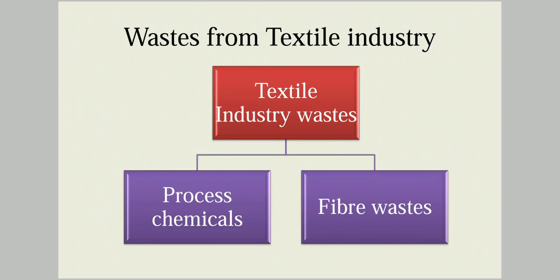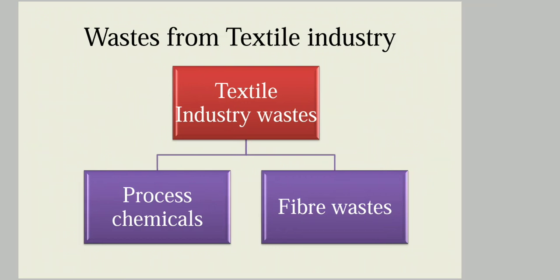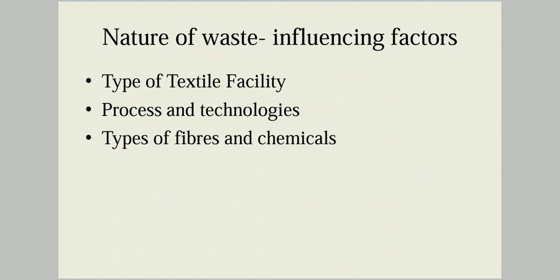The waste that comes out from a textile industry is of two types. One is the process chemicals and the other one is fiber waste. Process chemical waste is mostly aqueous in state and it contributes to water pollution, so we will be concentrating on it. The fiber waste, or solid waste, is managed by solid waste management. So these process chemicals contribute to water pollution, hence we need to treat the process chemicals coming out in the effluent.